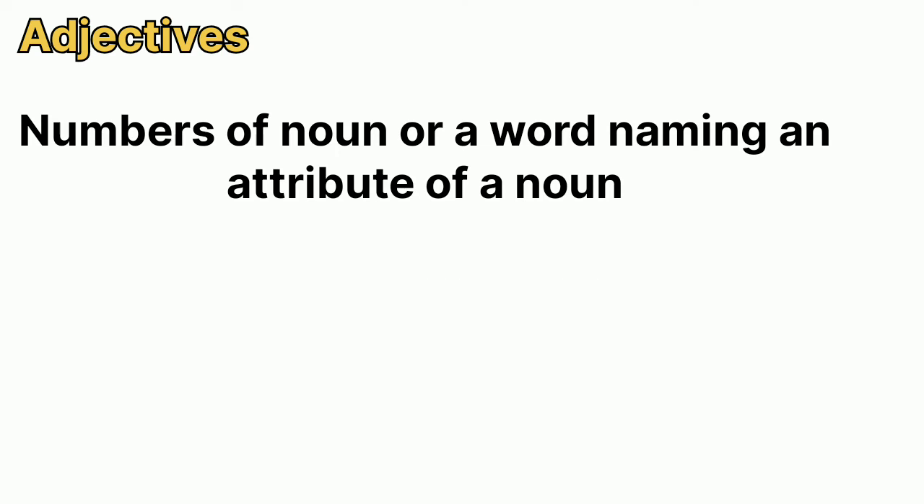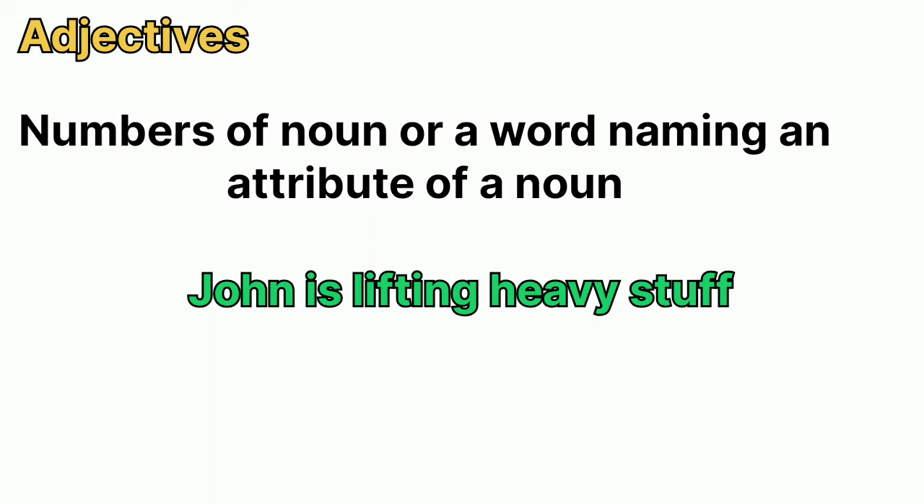So an adjective is a word naming an attribute of a noun. It supports the noun, describes the level of a noun. It describes what the person feels like, I could say that way. For example, John is lifting heavy stuff. What is the noun? It's John. What is the adjective? It's heavy. So it supports the noun.